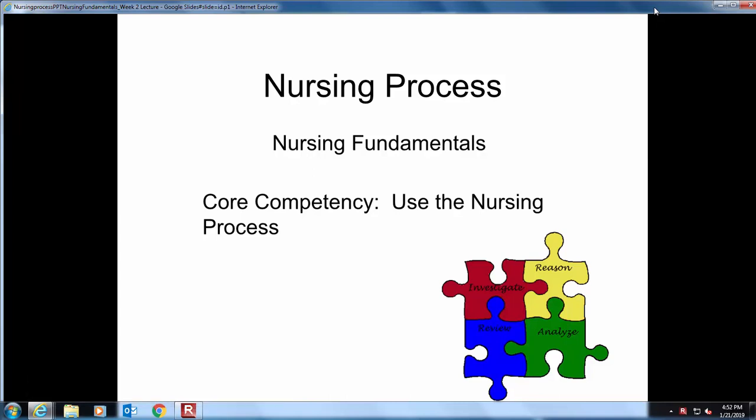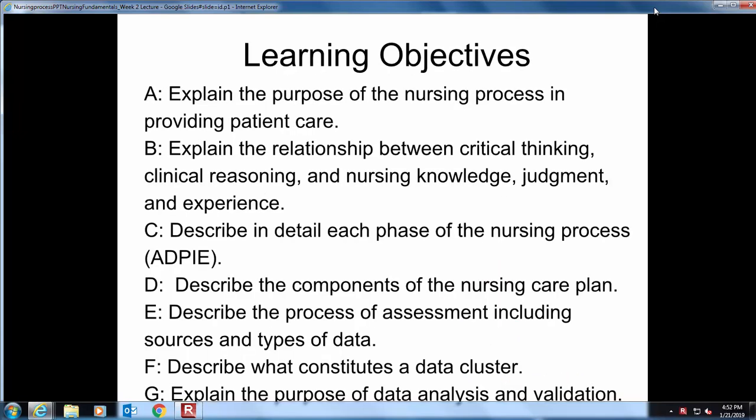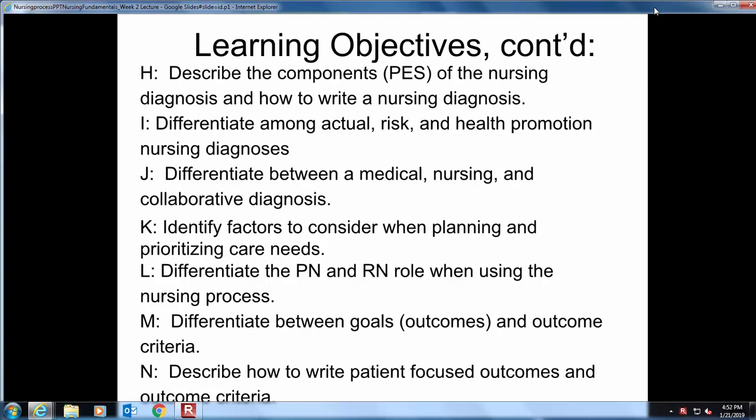So the nursing process is used to identify, diagnose, and treat human responses to health and illness. The nursing process is a tool used consistently and methodically with nurses with every patient encounter. It's essential that you learn and understand how to apply the nursing process. The next 3 slides are your learning objectives for this lesson. I would recommend reviewing each of them in preparation for class and for the exam.